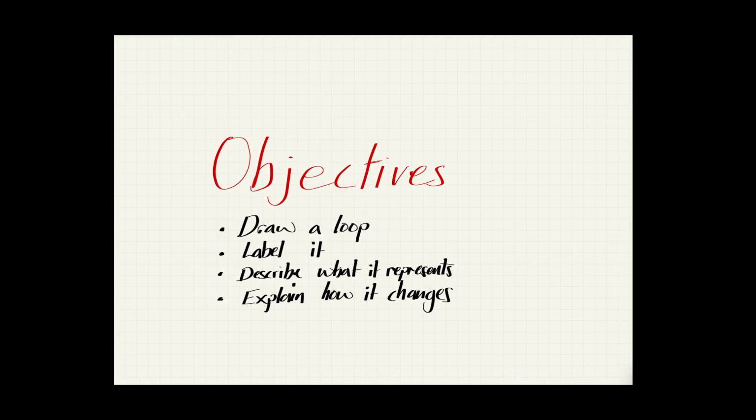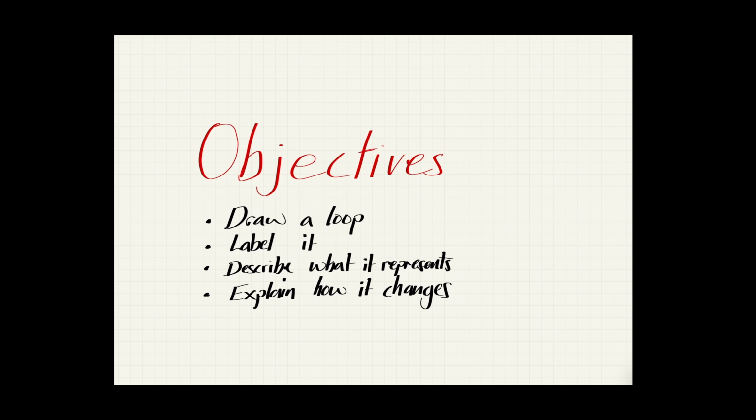Learning objectives for today. As always, you need to be able to draw the diagram, so we're going to draw a cardiac pressure volume loop. We're going to label it, we're going to describe what it represents, and then we're going to describe and explain how changes to it occur.